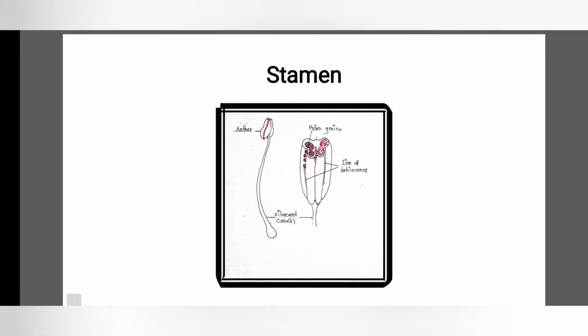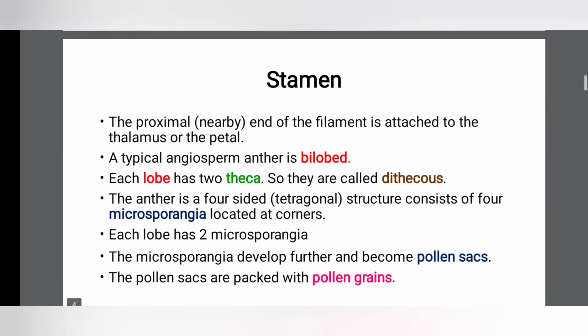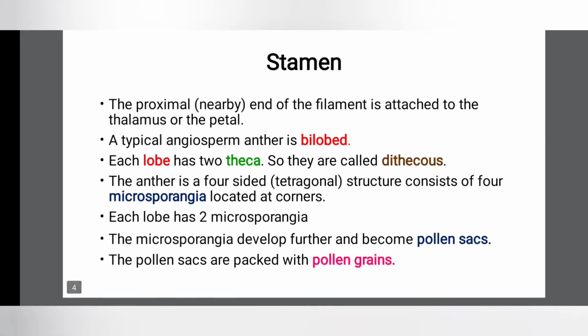Here, a typical diagram of a stamen is given. In this, you can see the filament and the anther, and on the right-hand side a cross section of the stamen is given. There you can see the line of dehiscence. The proximal, in other words, what is meant by proximal? The nearby end of the filament is attached to the thalamus or the petal.